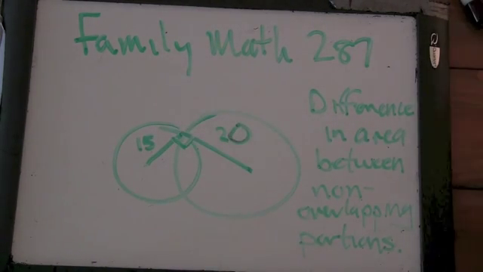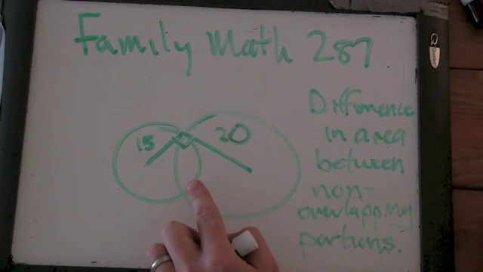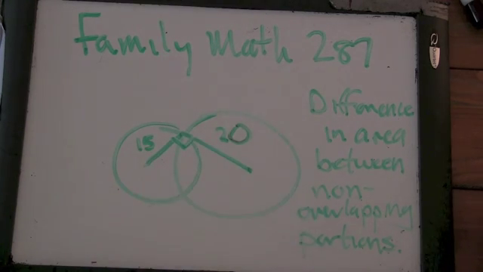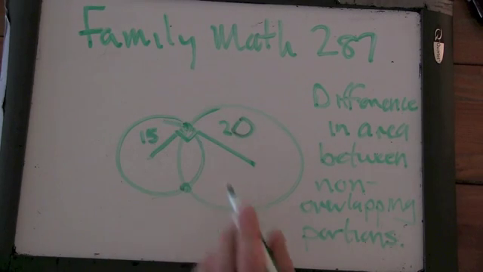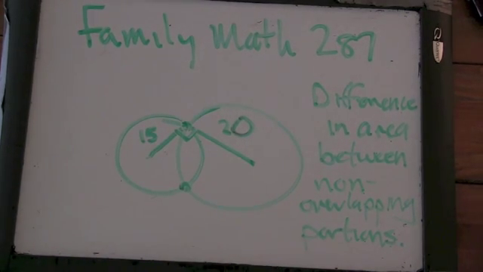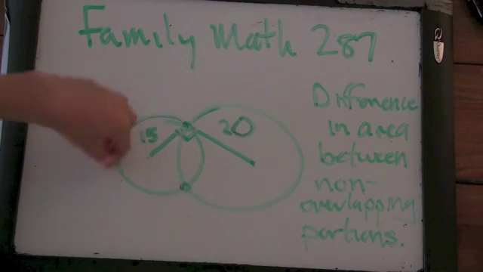The first problem we're going to take a look at is we have two circles, one with radius 15 and one with radius 20. They overlap a little bit at the points of intersection, and they meet at right angles. The question's kind of an interesting question: find the difference in area between the non-overlapping portions of the circles.